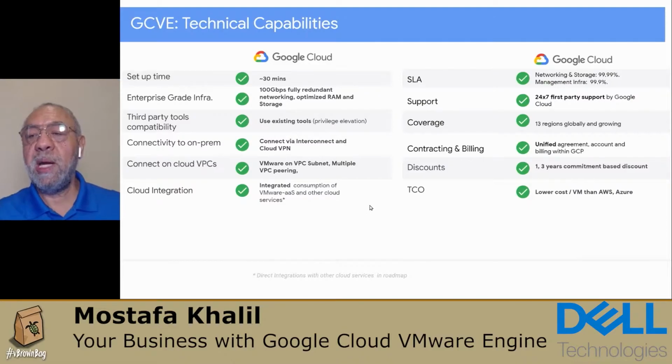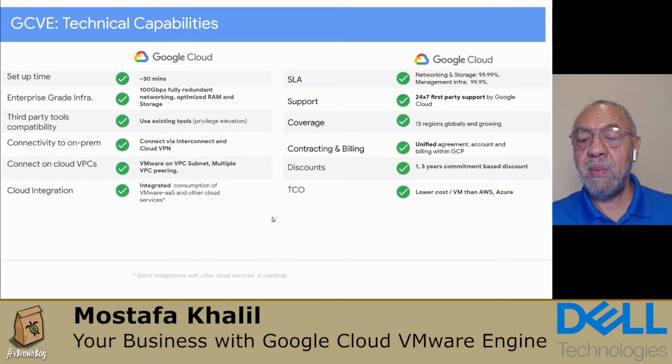Our SLA will provide 4 nines for network and storage and 3 nines for management infrastructure. And support is available 24/7, first-party support by my team in Google Cloud Support. We have currently 13 regions globally and growing. I will show you a map where they are. And we have more coming down the pike.